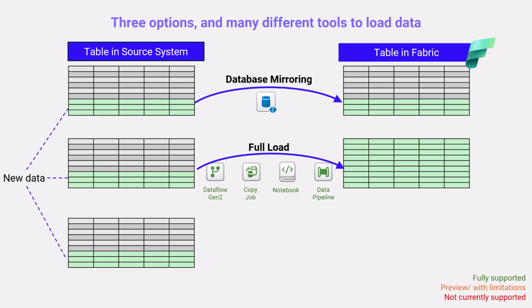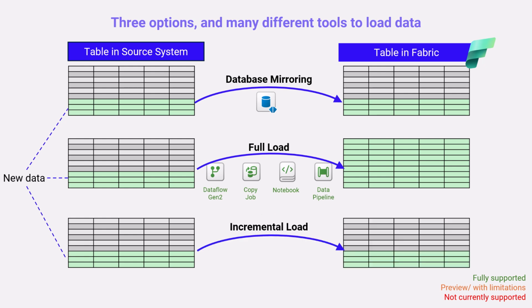Now, we can perform the full load. It's well supported in pretty much every tool that we have in Fabric, right? We can use Dataflow Gen 2, copy jobs, notebooks with PySpark overwrite, for example, and data pipelines. Normally a full load will be with overwrite. And you can see that, for most of the main tools, this is fully supported.